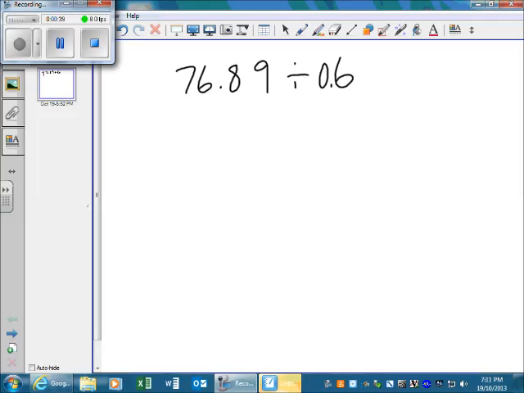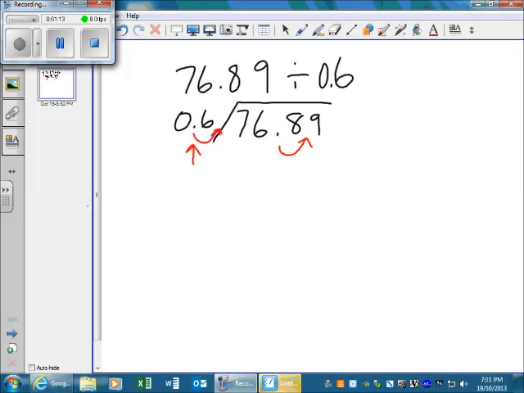Okay, so let's get things going here. 76 and 89 hundredths divided by 0 and 6 tenths. Now, we don't like this, right? Because we have a decimal right here, and that makes us sad. We don't like that. So we're going to move it out of there. We're going to take it, and we're going to move it over by 1. Because we move that decimal over, we have to also move this one over by 1.